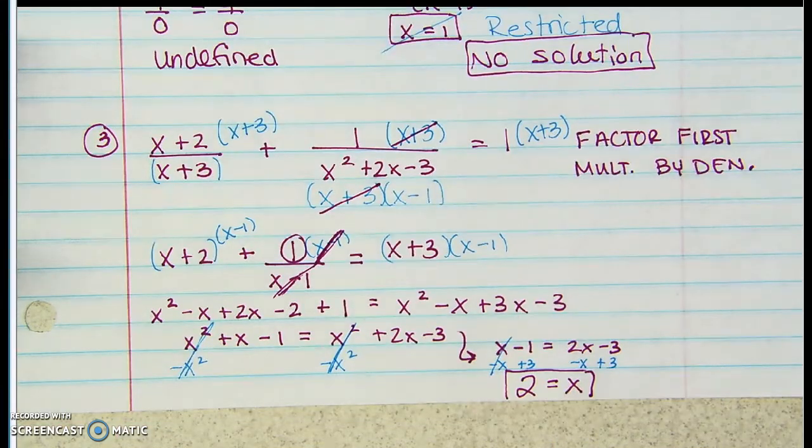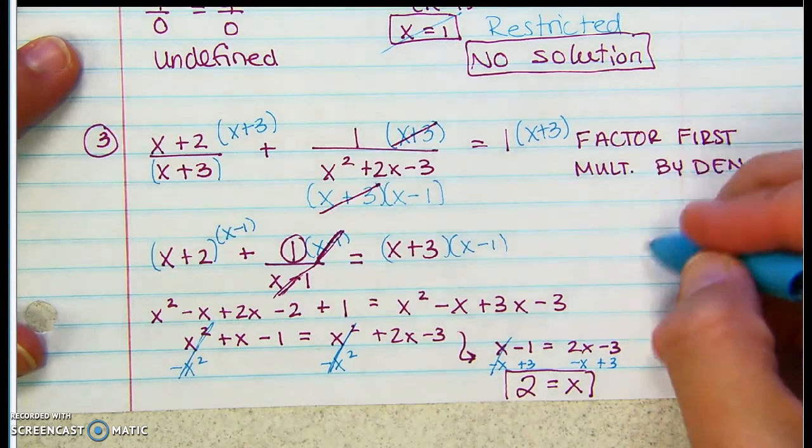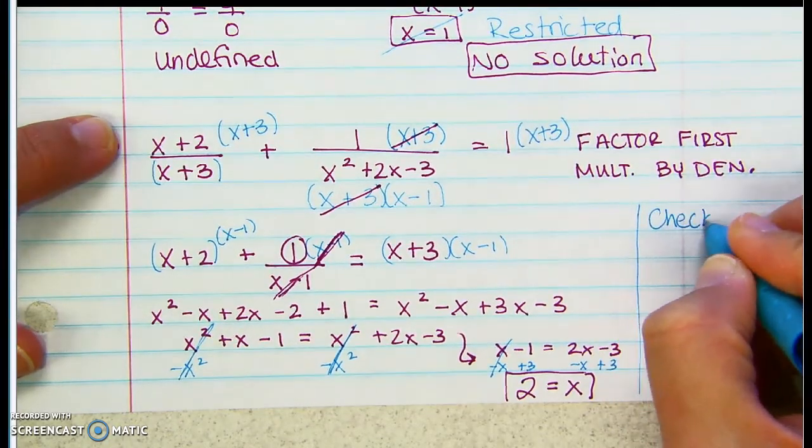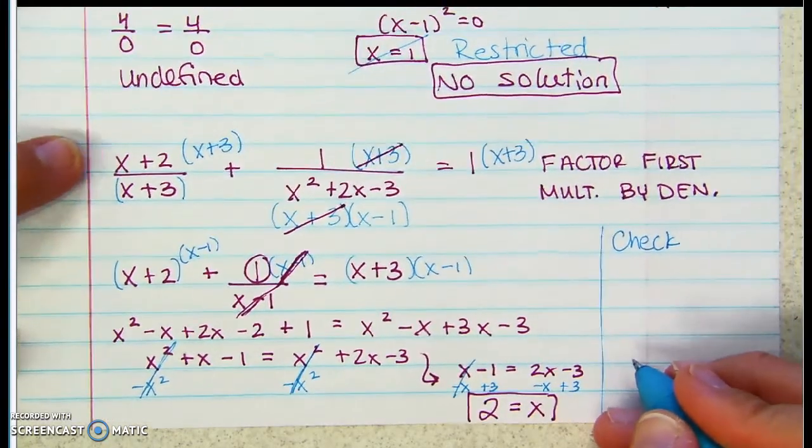Nope. We got to check it. So let's check our answer. You ready? Yeah? You okay? Here we go. Let's check. What are we plugging in? We're plugging in x equals 2 to here.